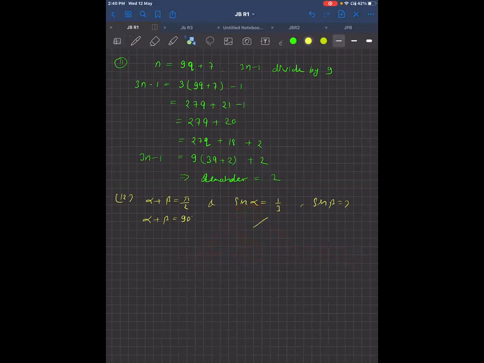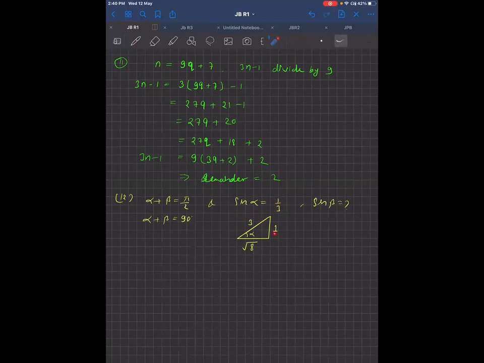Actually, to find all these, use a trigonometry right angle triangle. Suppose this is the angle alpha. Now we know that the sine theta formula is P by H. So this will be the perpendicular and this will be the hypotenuse. Perpendicular is 1, hypotenuse is 3. Then base will be root of H square minus P square. So root over 9 minus 1, root 8. Is this clear?